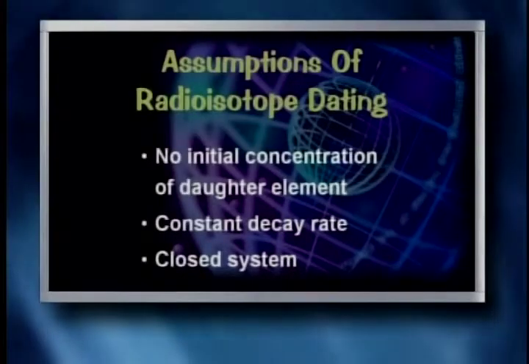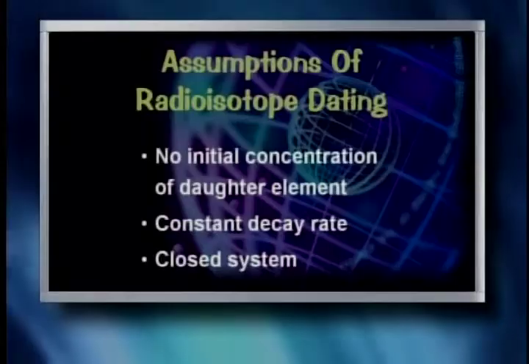The third one is that the system that we're looking at has to be closed. What that means is that the amount of uranium that's there to start with has to be the same throughout the process. Sure. And that there's no additional uranium added to the system or taken away, or no helium or lead added or removed from the system by any other process than the decay of uranium into lead and helium.